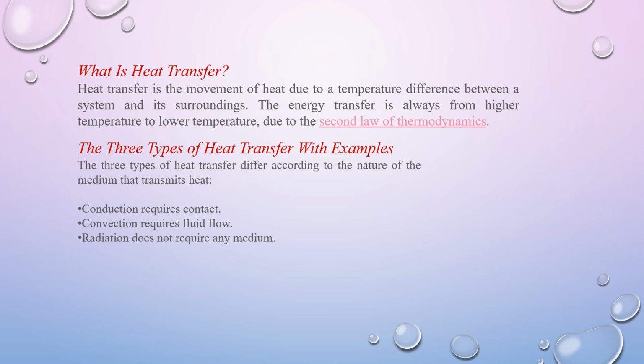What is heat transfer? Heat transfer is the movement of heat due to the temperature difference between a system and its surroundings. Due to the second law of thermodynamics, the energy always transfers from higher temperature to lower temperature. There are three types of heat transfer. They are conduction, convection, and radiation.